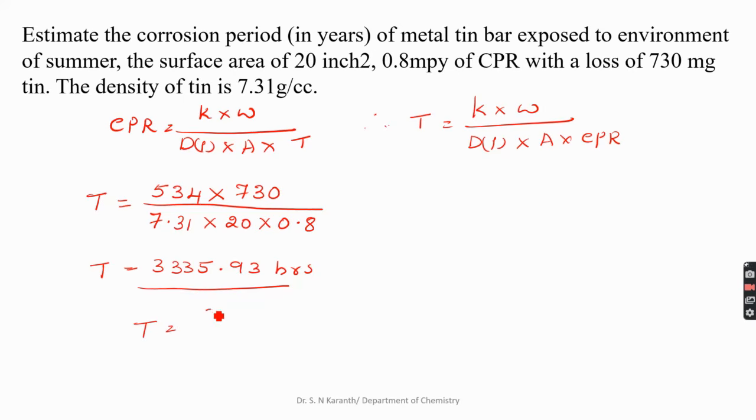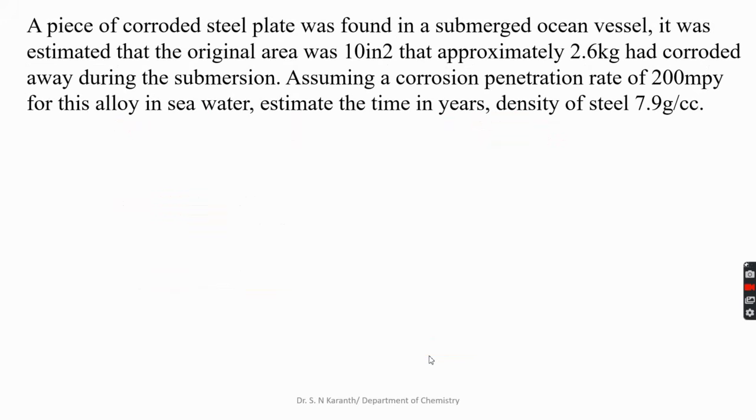So T is equal to 3335.93 divided by 365 multiplied by 24. That becomes 0.38 years. So this much time is taken to decay that particular metal.